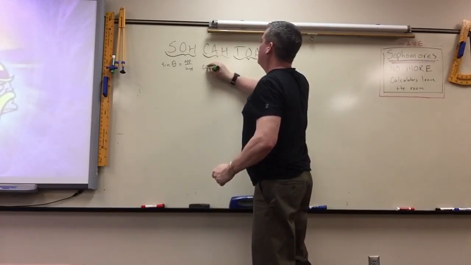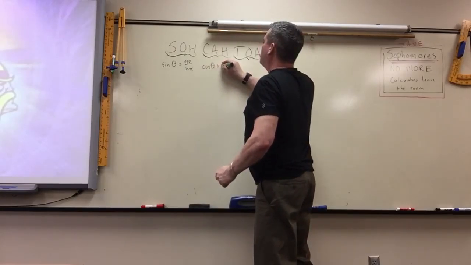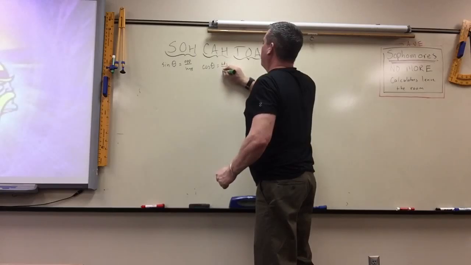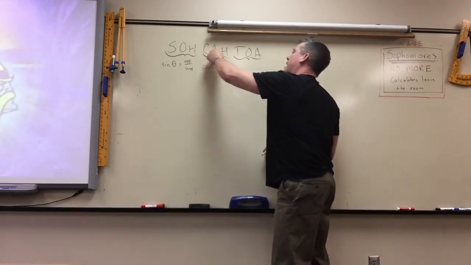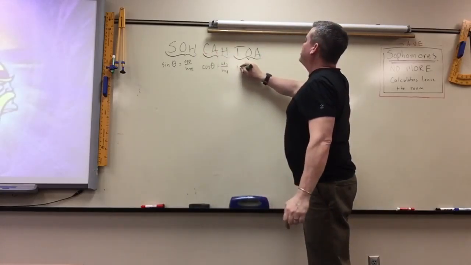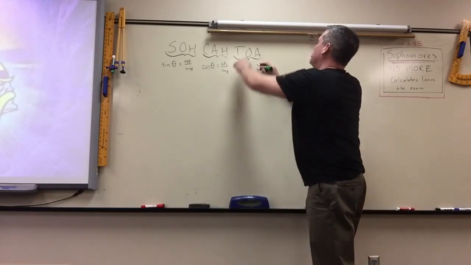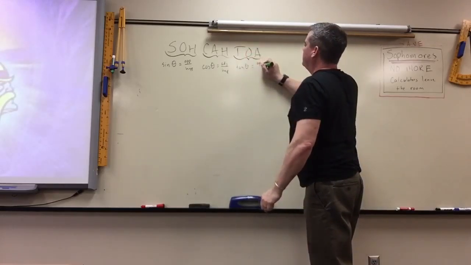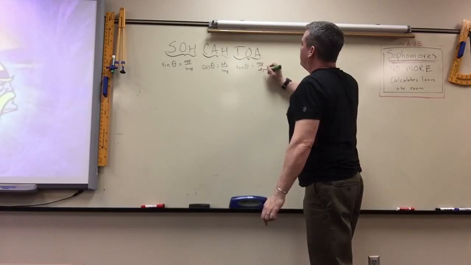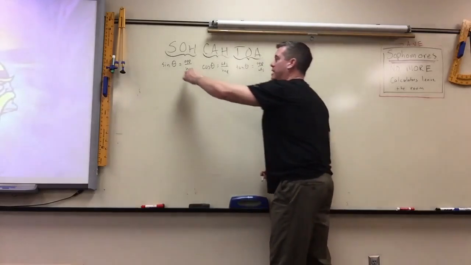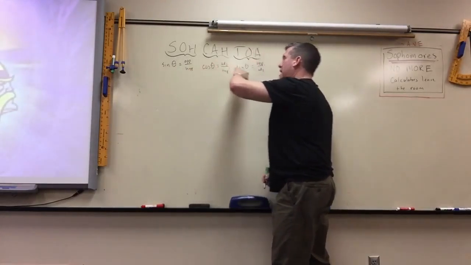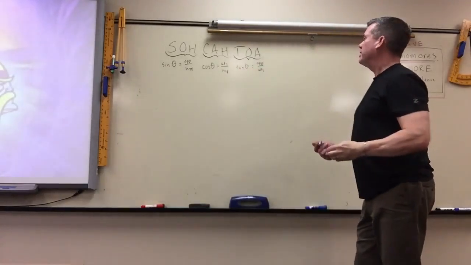Cosine, C, of the angle equals the adjacent over hypotenuse, CAH. And then the tangent of the angle equals opposite over adjacent. So remember, if the hypotenuse is used, you got to use one of these two. If it's not used, you got to use tangent.